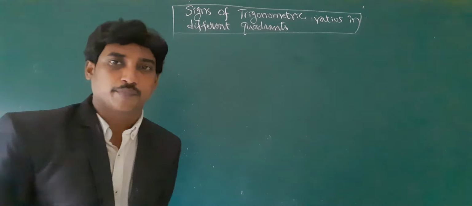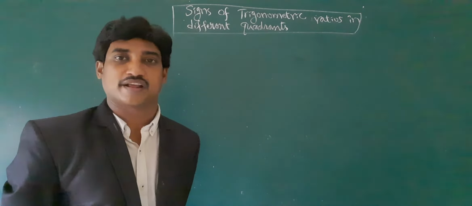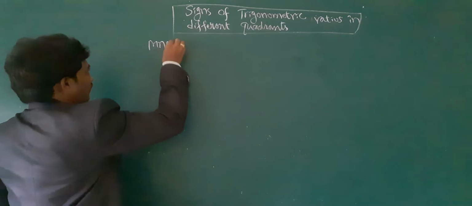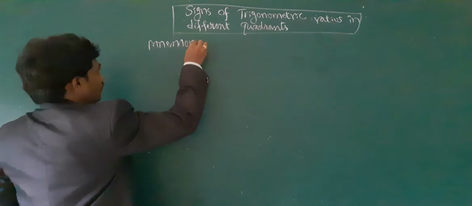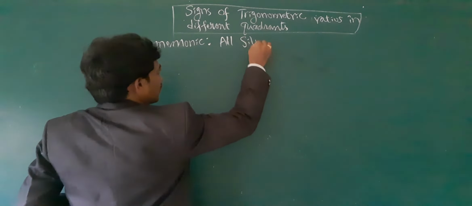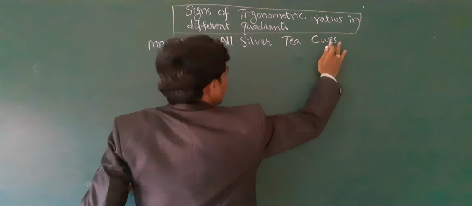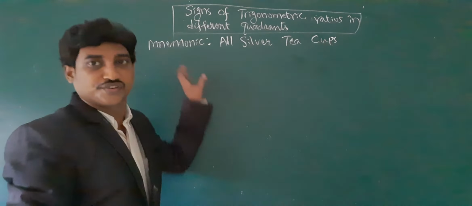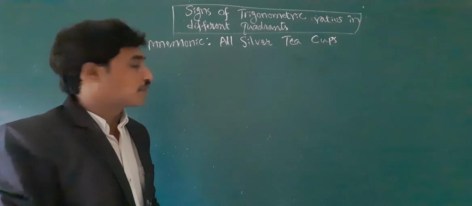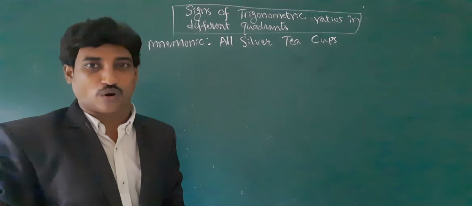I am writing a mnemonic to remember and recall signs of trigonometric ratios in different quadrants. Mnemonic: All silver tea cups. If we remember this mnemonic, all silver tea cups, we can know signs of trigonometric ratios in different quadrants.